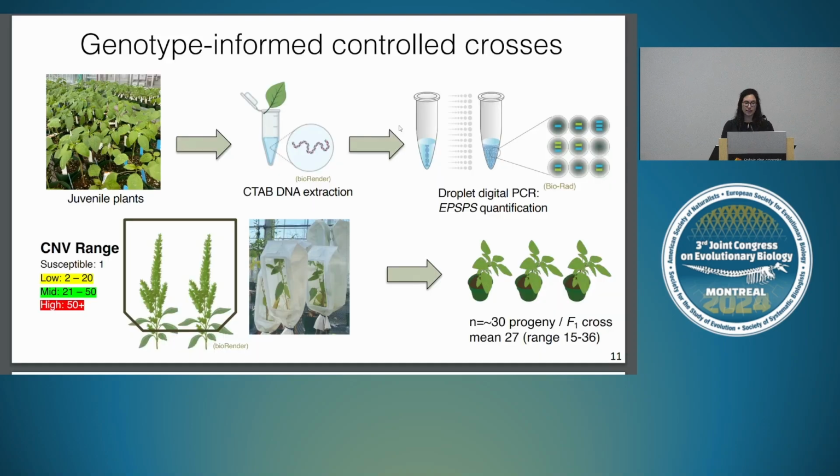To do this work, Lisa performed genotype-informed controlled crosses. She grew lots of juvenile plants, extracted their DNA, and used digital droplet PCR to quantify the number of copies of the EPSPS gene relative to a reference gene, ALS. And then with this copy number variation information in hand, she created controlled crosses using pollination bags, grew the plants to maturity and matured the seed, and then ultimately grew the F1 progeny and estimated the copy number of those F1 progeny.